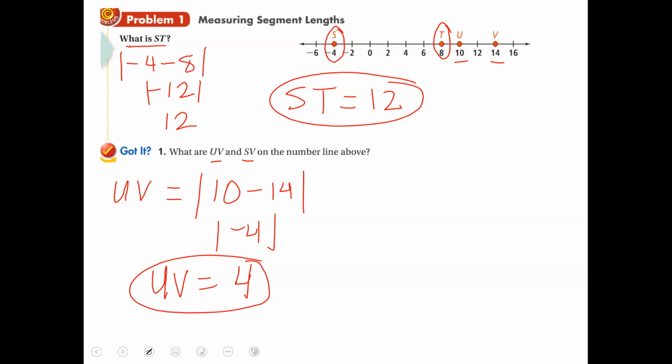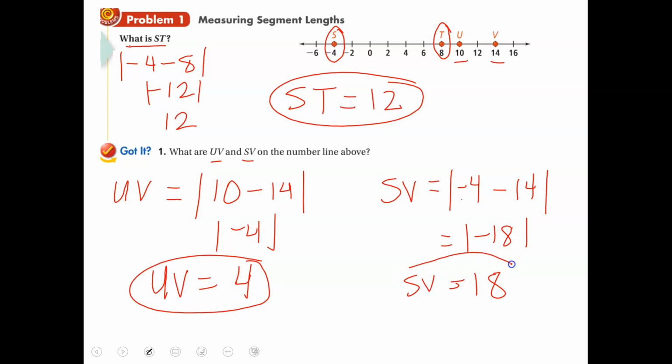One more time, SV. To find SV, we take the absolute value of the difference of those points. S is -4, minus V is 14. -4 minus 14 is -18. And the absolute value of that is 18, so SV is 18.